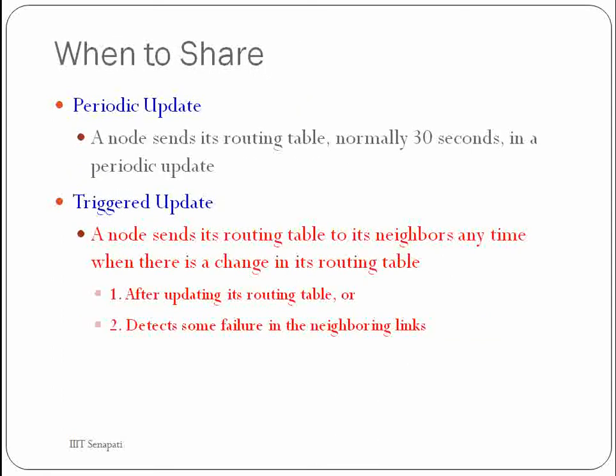So when this information is shared, there are two ways: periodic update, periodically after 30 seconds or something, whatever fixed. Normally it is 30 seconds, so after 30 seconds it will automatically send its routing information to each other. Triggered update can be there: something happened, a routing table was updated recently, then it will trigger and send the information to the neighbors, or some failure occurred in the neighboring link or somewhere, then it will send them this information. That is the thing you have to understand about distance vector routing.